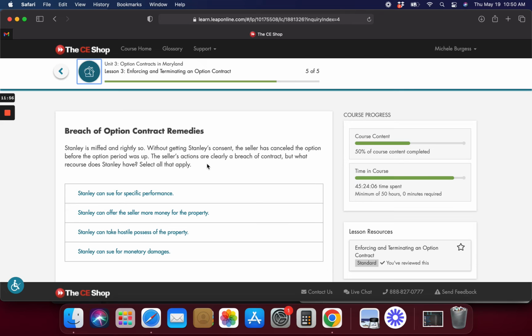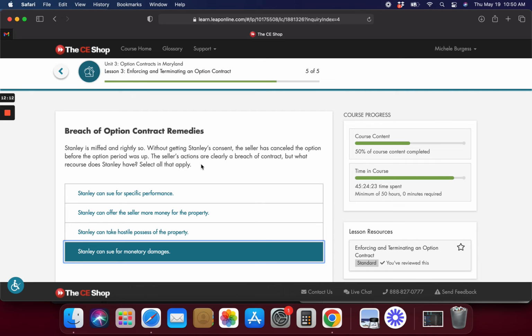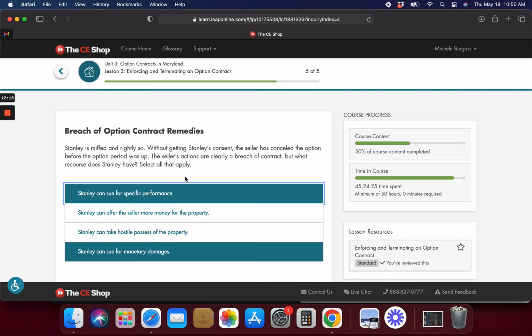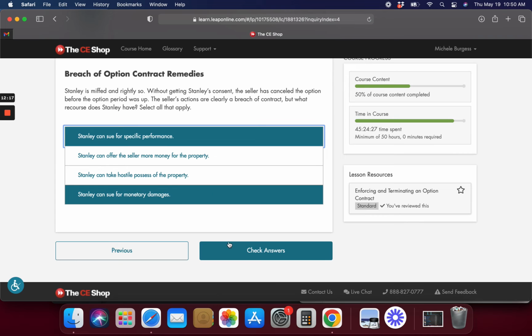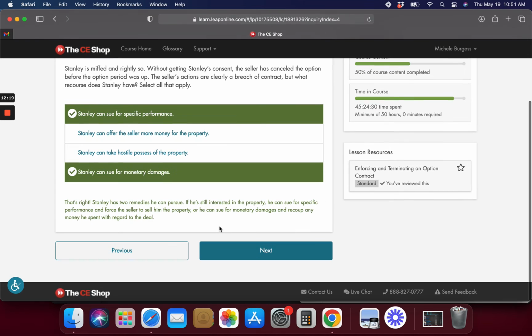All right, breach of option contract remedies. Stanley is miffed, and rightly so. Without getting Stanley's consent, the seller has canceled the option before the period was up, and the seller's actions are clearly a breach of contract. But what recourse does Stan have? He can sue for monetary damages, specific performance.